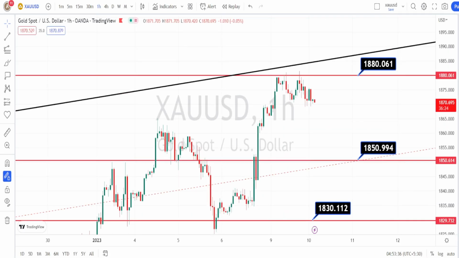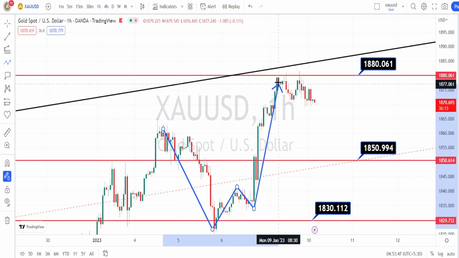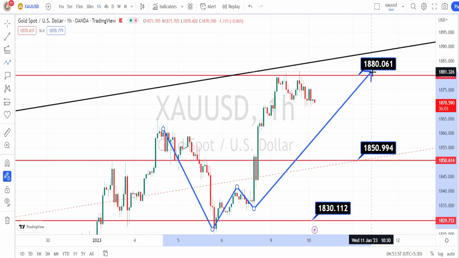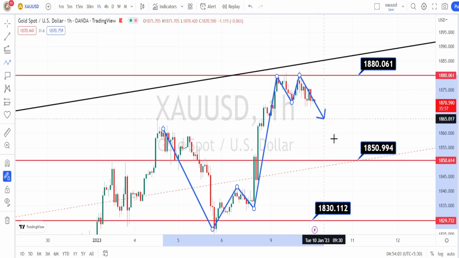I'm in hourly time frame. When we look at the price action from the hourly time frame, it has formed a pattern similar to a double bottom, and we have noticed it bounce back on the retracement. And after finding resistance at the level of 1880, we have noticed the price action bounce back on the bearish side retracement.